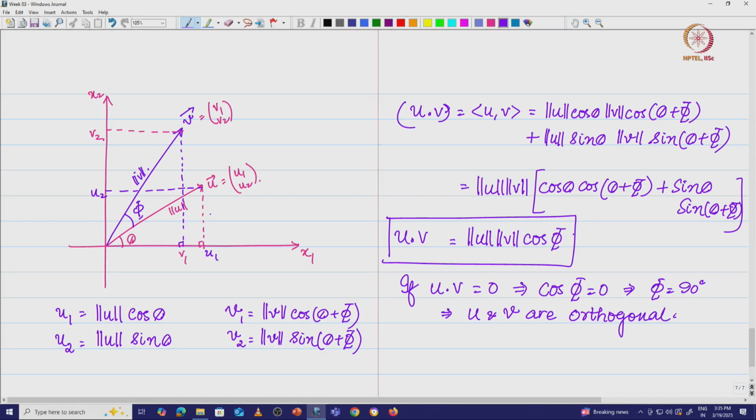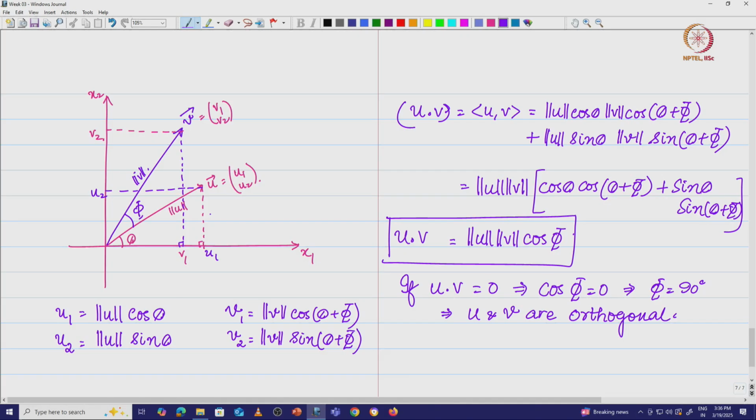So, that is a very interesting thing. What do we have? We have u dot v is equal to magnitude of u magnitude of v cos phi, and if it is 0, assuming that u and v are non-zero vectors, then the only way you can get u dot v to be 0 is by having cos phi be 0, and cos phi will be 0 if the angle between them is 90 degrees.